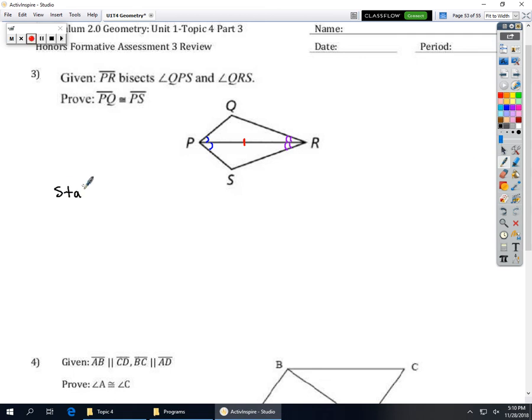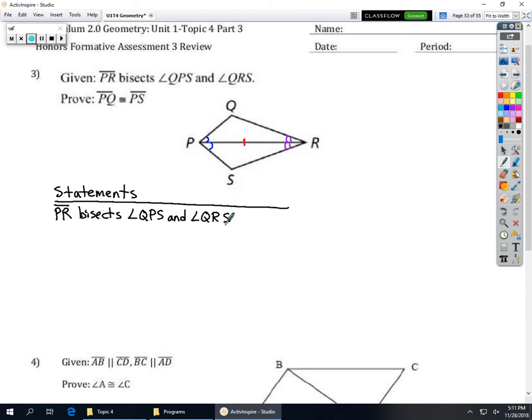Statement and reasons. So I'm going to extend this far. And I'm not going to write my reasons because this is pretty long. I'm going to put that in first. So first thing I wrote, PR bisects QPS and QRS. Time to copy that down. So the segment PR bisects angle QPS and angle QRS.